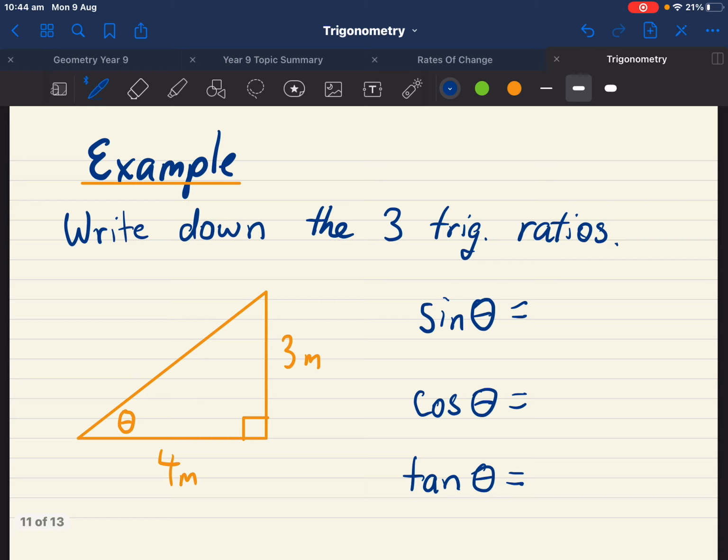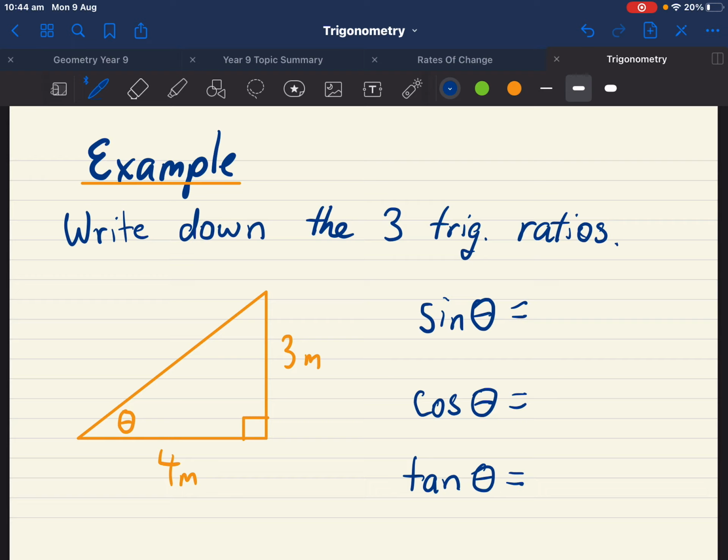Okay, so on to our example. We've got this right-angled triangle. One side's 3 meters, the other side's 4 meters. There's an included angle, which is currently unknown. We'll learn how to find the size of these angles next week. We will need the trig ratios. What we're covering today is how do we find what these trig ratios are going to be? Well, let's have a look.